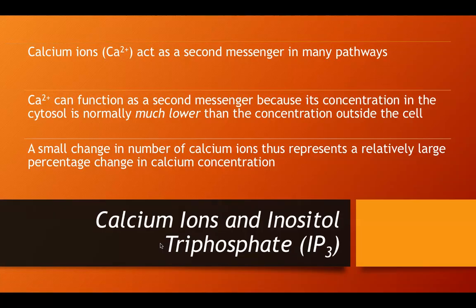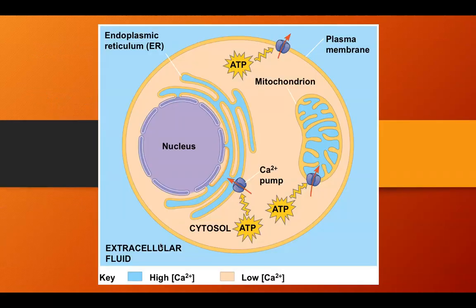Our second messenger would be our calcium ions. Calcium ions act as second messengers in many pathways, because if you change the concentration of the calcium ions in the cytosol, it's going to trigger a lot of cellular responses. Now, if we look at a typical cell, what we have here is showing our calcium ion concentration. The peach color is a low calcium ion concentration, and the blue is a high calcium ion concentration.